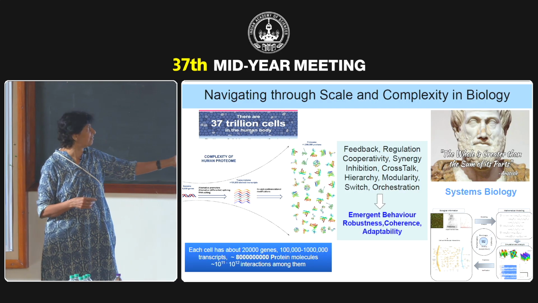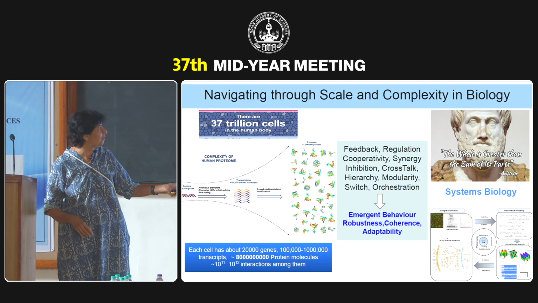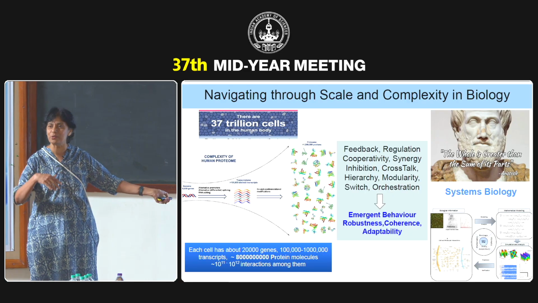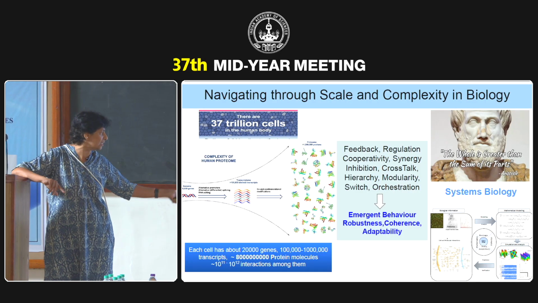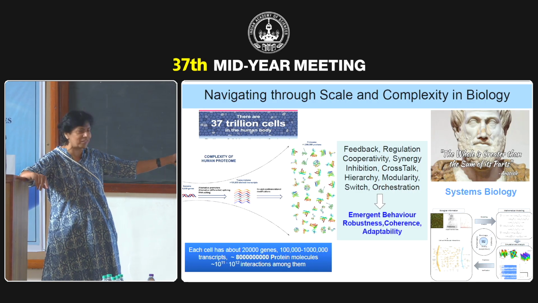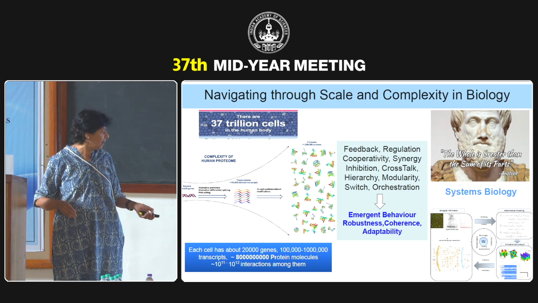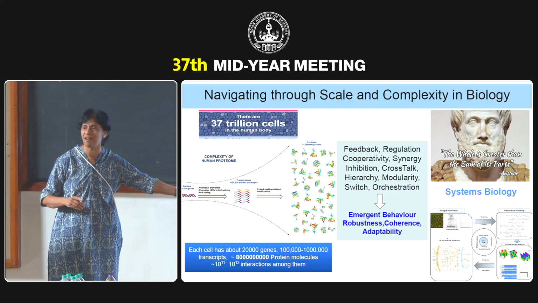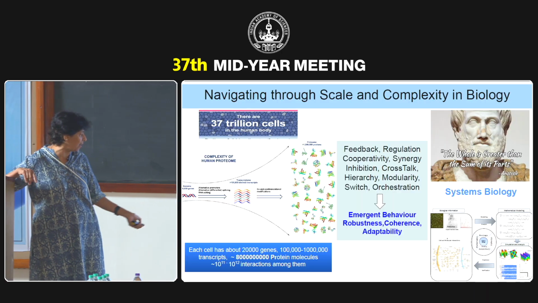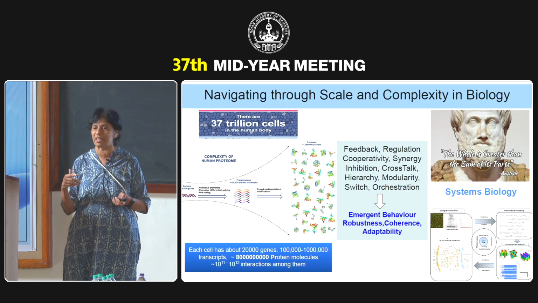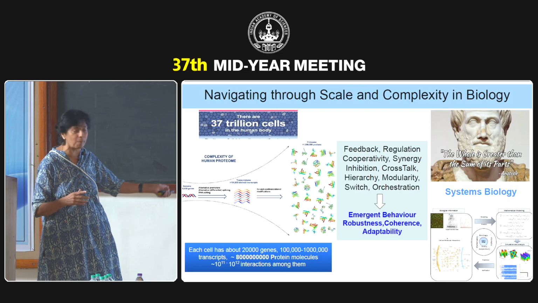We have something like 37 trillion cells in the human body, and each cell has 20,000 genes. Even if you take only coding genes, there is an orders of magnitude higher number of transcripts of each of these genes, and the number of protein molecules is a large number, with many zeros. And if you look at interactions among them, it's orders of magnitude higher than that.